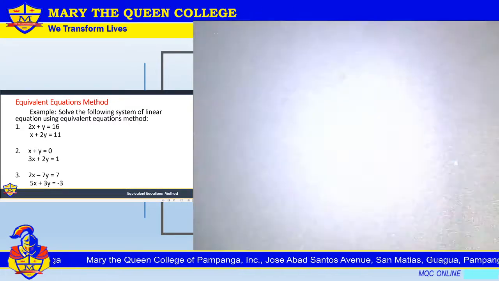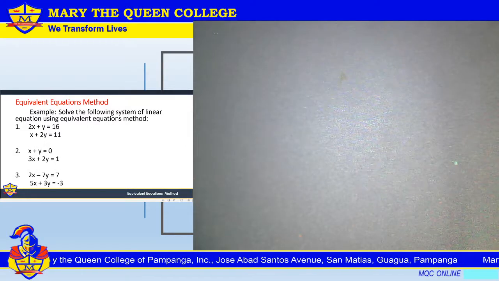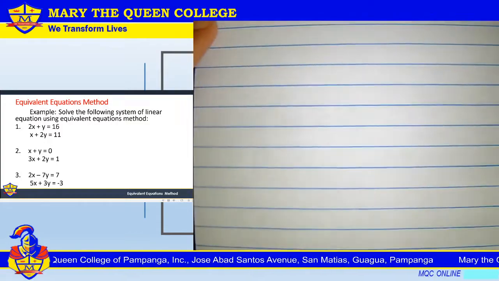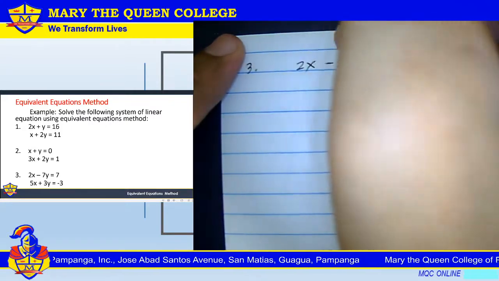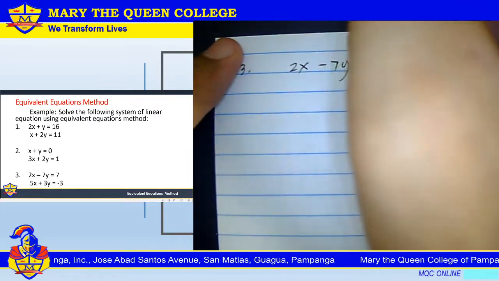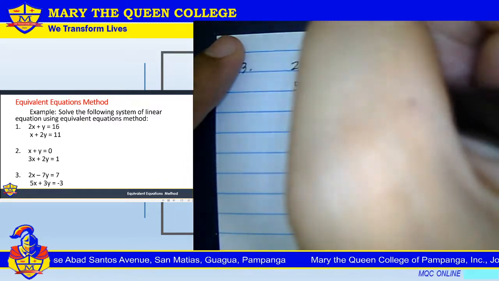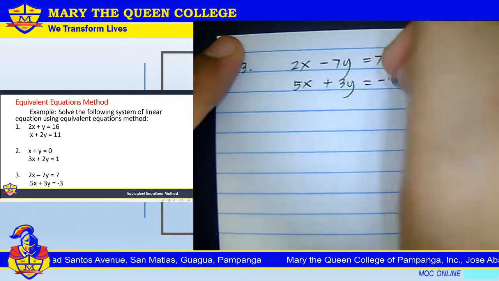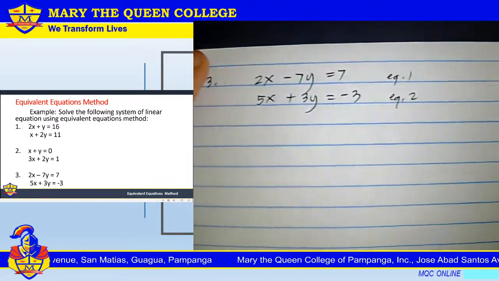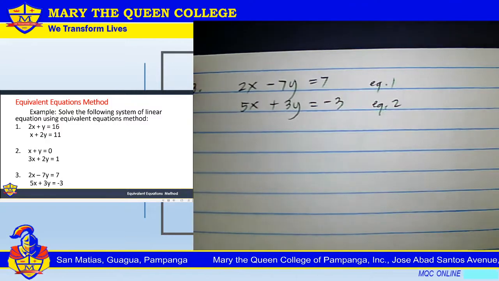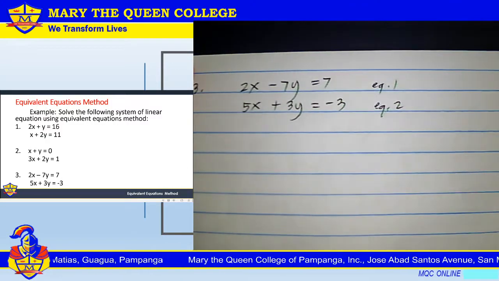Then, for our last example, we have number 3. 2x minus 7y is equals to 7. Then we have 5x plus 3y is equal to negative 3. This is equation 1. This is equation 2. Okay? So, focus tayo sa isang variable muna.